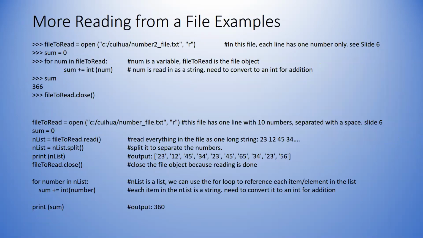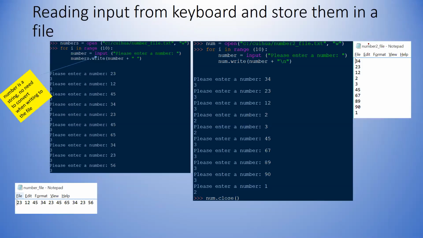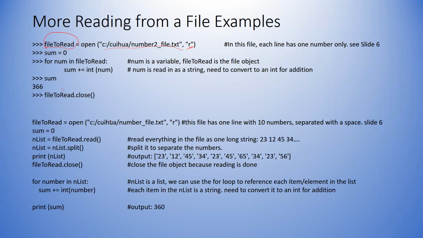Okay, I'm giving you some more examples of reading from a file. This time I named it file to read, opened with the absolute path. In this file, each line has one number only. Each number is on its own line. I'm just telling you so that you understand what the file looks like.